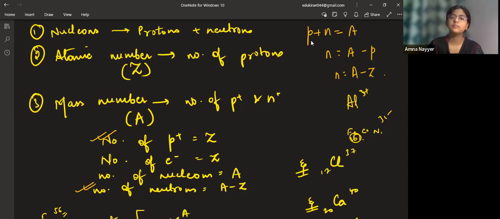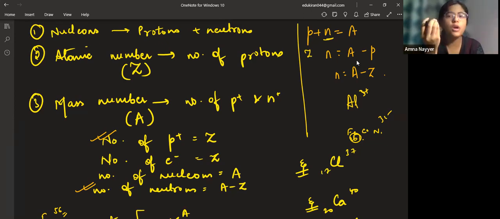See here, look here, in the corner of the screen. So protons plus neutrons becomes the mass number. So if I have to find out the number of neutrons, protons I know is Z, mass number I know is A. So what will be the number of neutrons? Mass number minus protons, so A minus Z. And the number of nucleons is A, the mass number, meaning the number of protons plus neutrons. So the number of protons is Z, the number of electrons is Z, the number of nucleons is A, which is the mass number, and the number of neutrons is A minus Z.